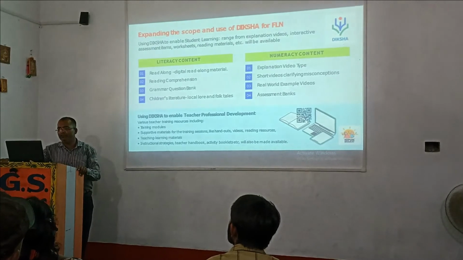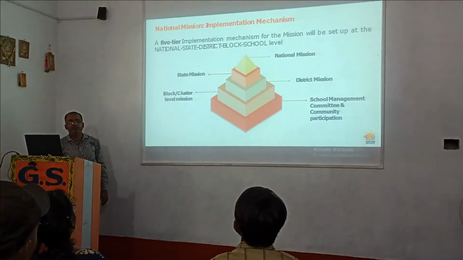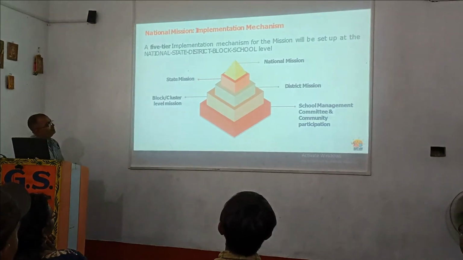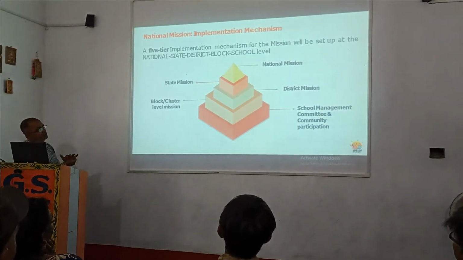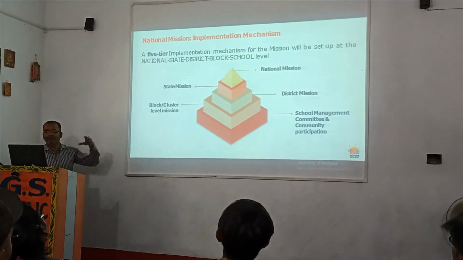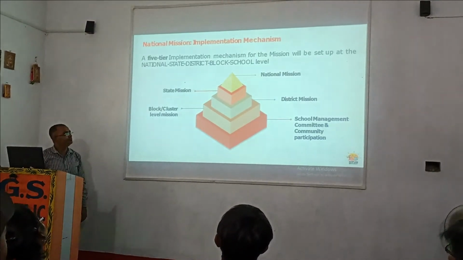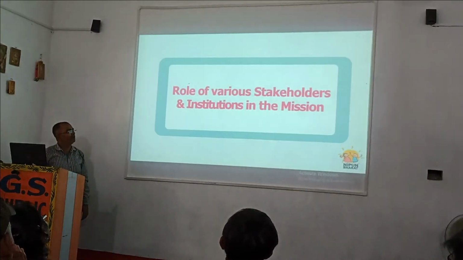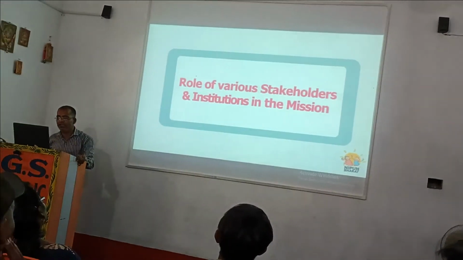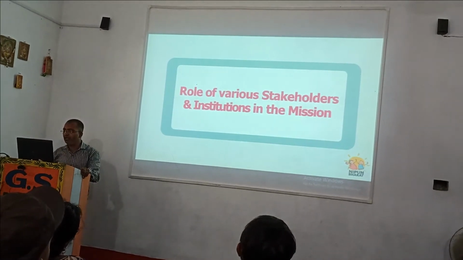National mission implementing mechanism: state mission, block cluster level missions, national mission, district mission, school management committee, and community. This is the block structure. Now moving on to the next slide. Role of various stakeholders and institutions at the mission. What is the role? What are the things that we need to play on?